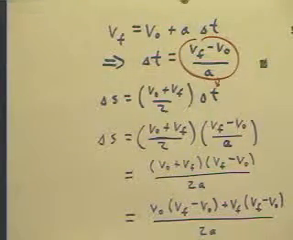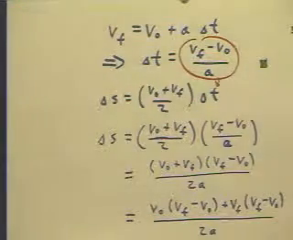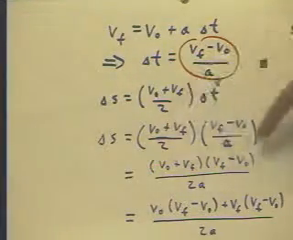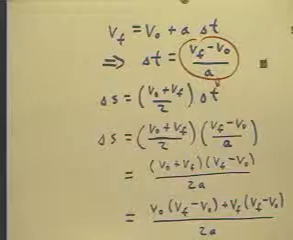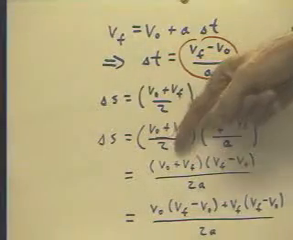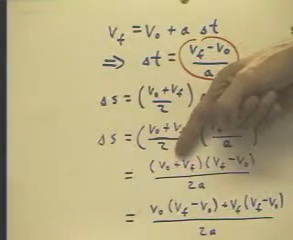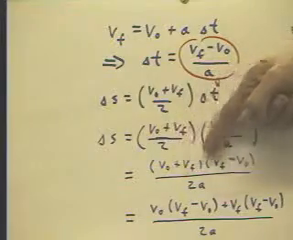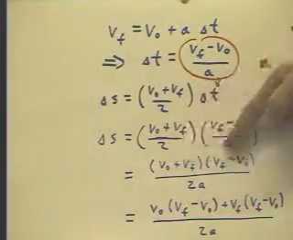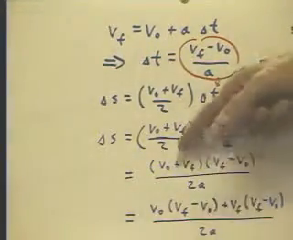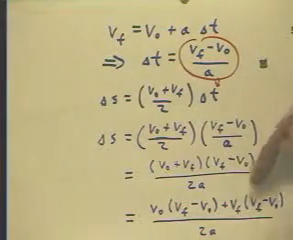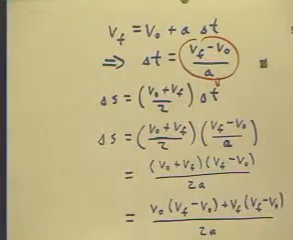Don't even mention FOIL to me because it doesn't apply to anything but binomials and I don't have much use for it. We're not trying to do algebra quickly, we're trying to understand what it is, and we're going to use the distributive law. Distributing over this plus sign, V naught plus Vf times this thing equals V naught times this thing, written right here, plus Vf times this thing, written right here.